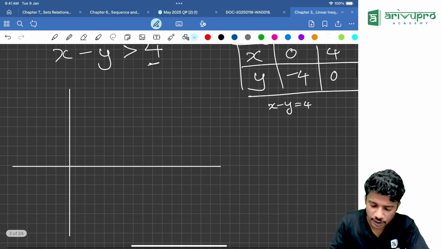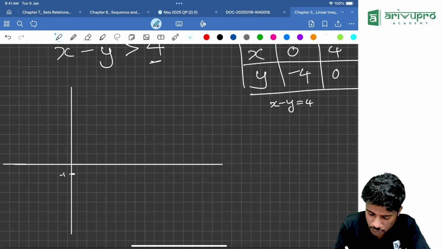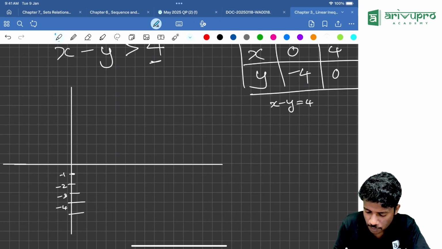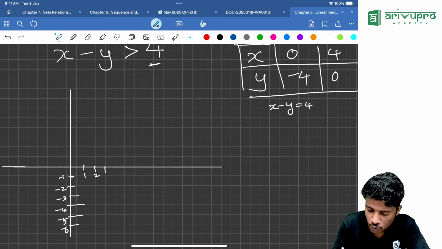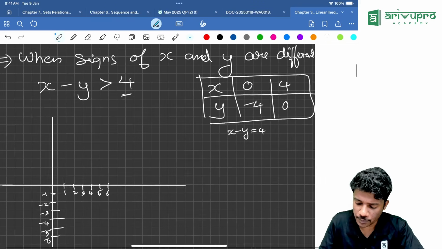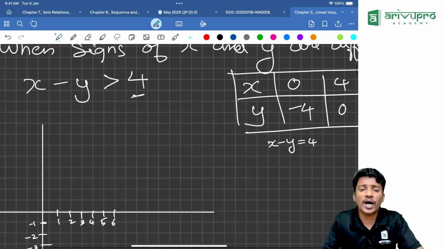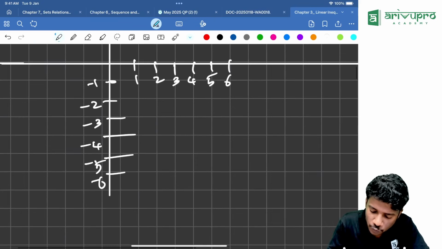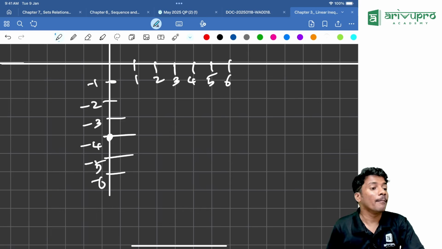Now the graph will be like how? We need to consider this. This side is minus 1, minus 2, minus 3, minus 4, minus 5, minus 6. This side I'll keep as plus 1, 2, 3, 4, 5, 6. Now look here, people. What is given over here? When x is equal to 0, y is equal to how much? Minus 4. So this is the point. x is equal to 0 means y is equal to minus 4.